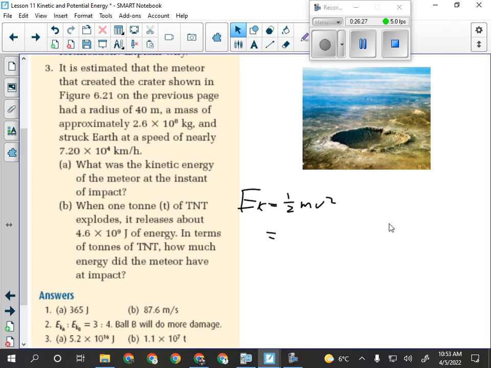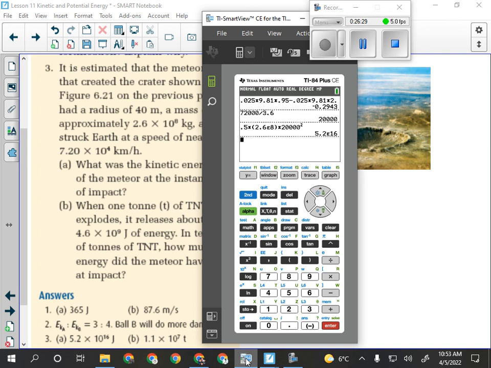Okay, so if we take this number and divide it by the yield of 1 ton of TNT, 4.6 times 10 to the 9, that's 1.1 times 10 to the 7 tons of TNT. So we're looking at 11 million tons. That's 11 megatons of TNT.